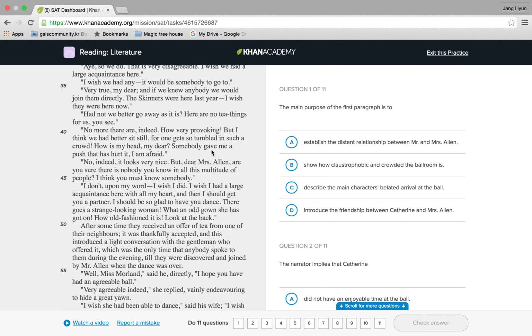Like, it's alive. She's speaking like her head is alive and that it has hurt, and they're two different things, her head and herself. So like, somebody gave me a push that has hurt it, I'm afraid.